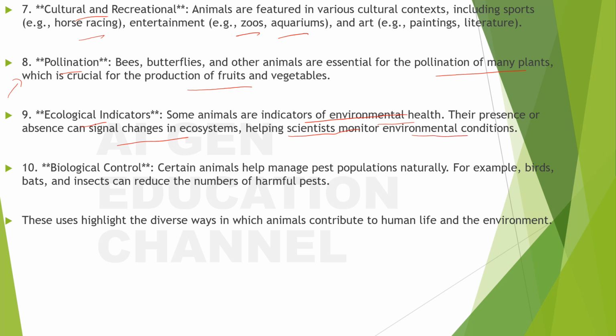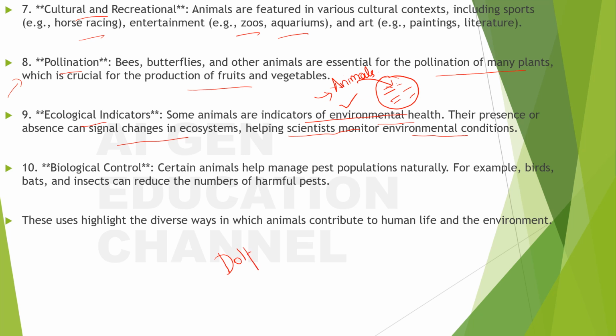Now here, see, what is environmental health? See, the environment has some aspects that have to be maintained in order to have a stable environment, right? So when something bad is affecting this environment, then some of the animals will show some indications, helping the scientists to find that there is something happening in the environment and that is affecting the environment. Okay, so I'll tell you with an example so that you can understand.